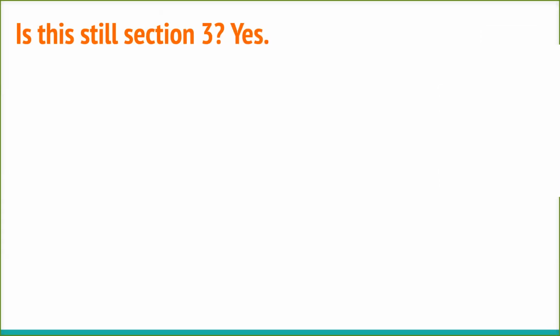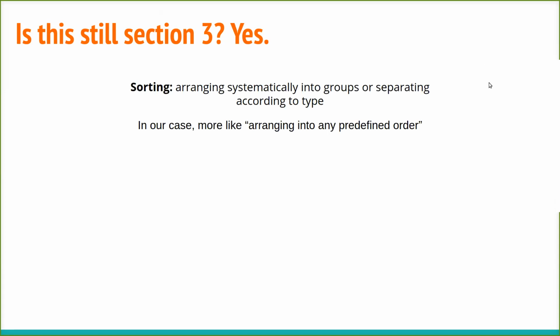First question you might have: how the hell is this still section 3, right? We started by learning about the application lifecycle. Then we learned about data structures, and now we're learning about sorting. How are these topics related? I would say it's not really the application lifecycle. I'm not sure why that's in the same section as data structures. It's confusing to me too, but it really makes sense that sorting and data structures are in the same section, okay?